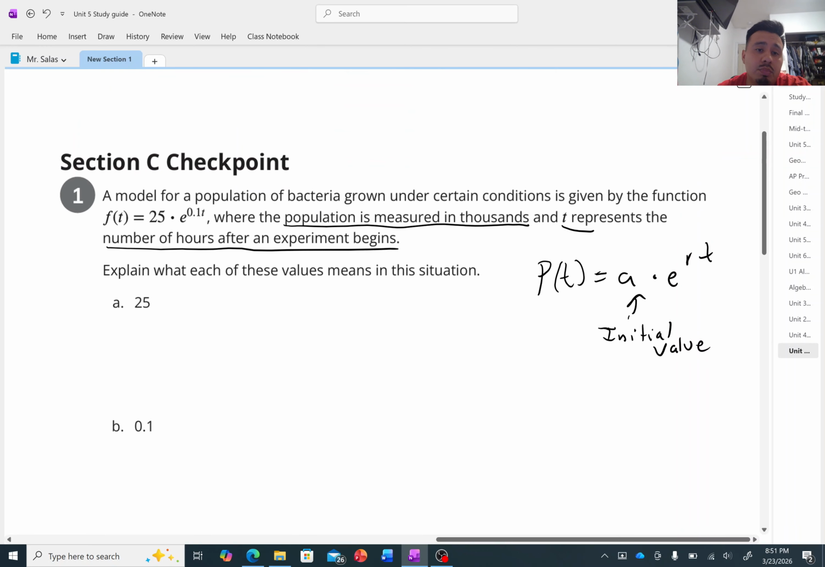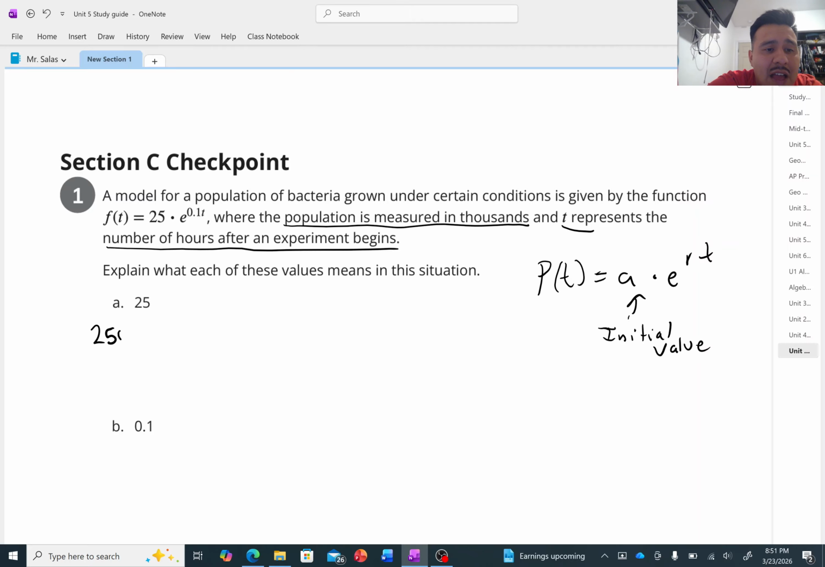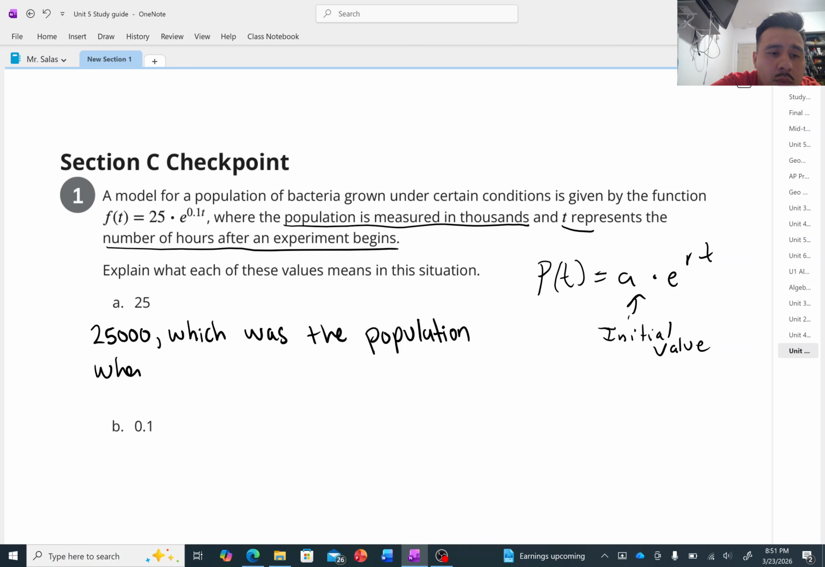Well, 25 is representing the population when we first started the experiment, right? So in this case, it's 25,000 because it's population in thousands. 25,000, which was the population when we started.